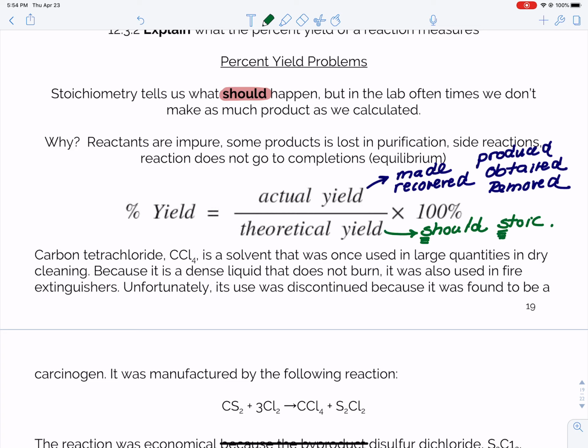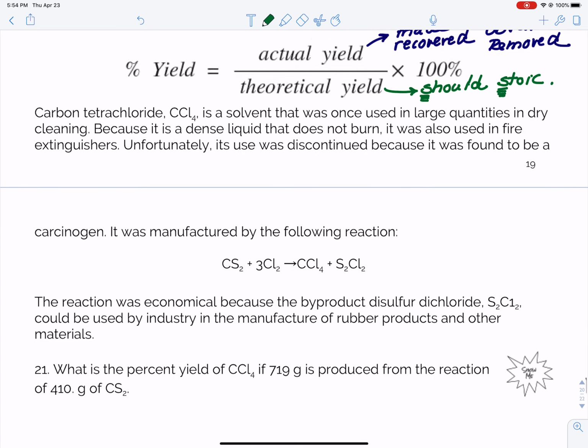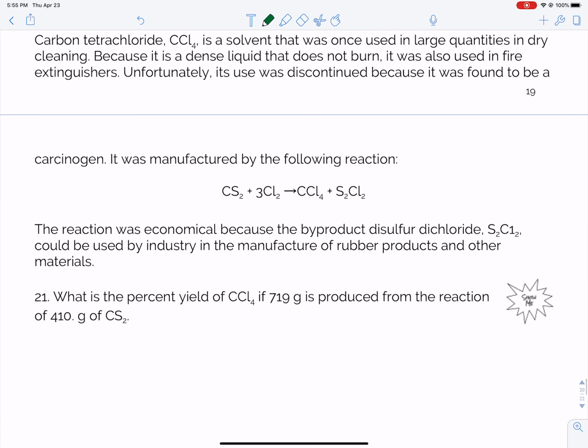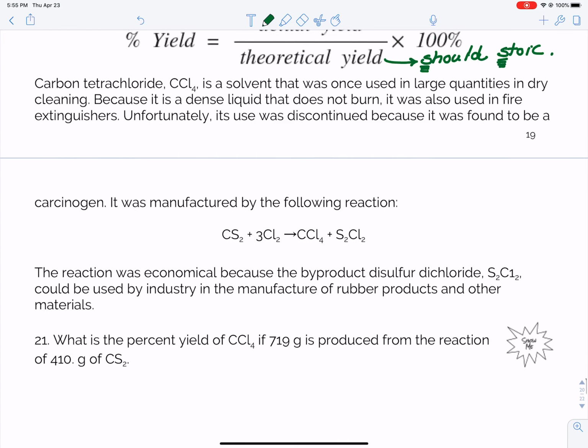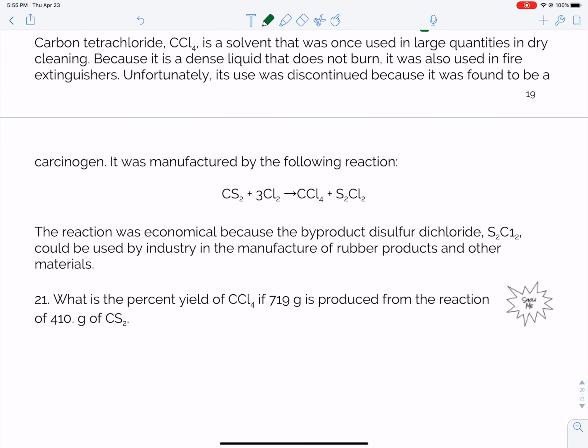So the first question says, carbon tetrachloride is a solvent that was once used in large quantities in dry cleaning. Because it is a dense liquid that does not burn, it was also used in fire extinguishers, but it was found to be a carcinogen, so we don't use it anymore. You use it for some very specific chemistry processes. I used it often in college, even though it's a carcinogen. So there's the balanced chemical equation of how you make it from carbon disulfide and chlorine gas.